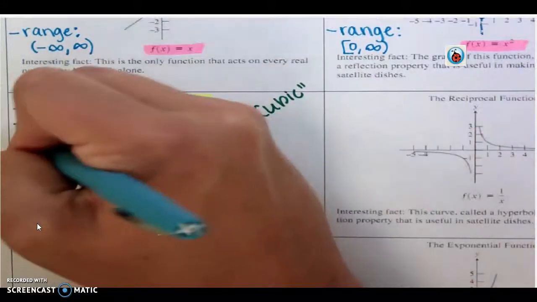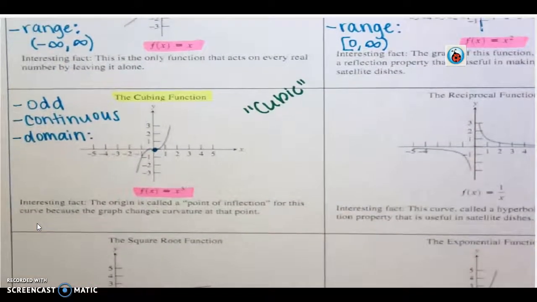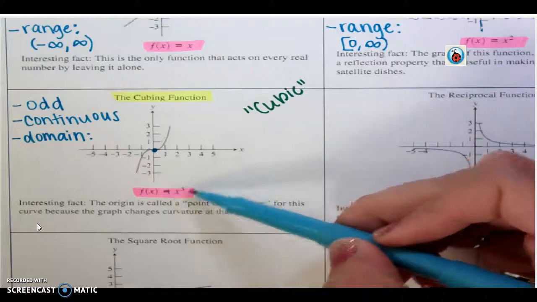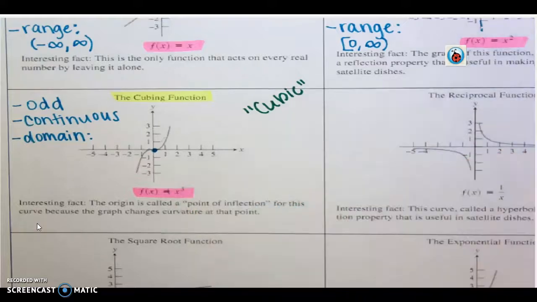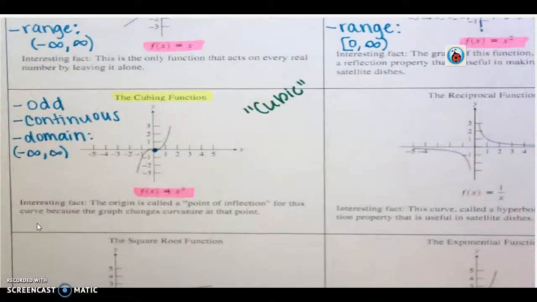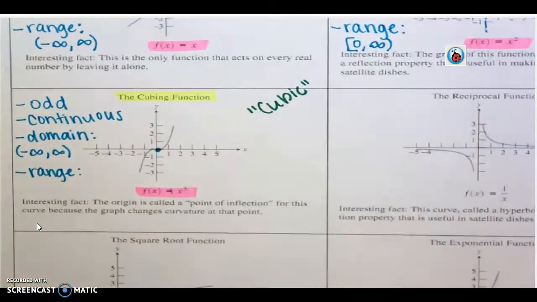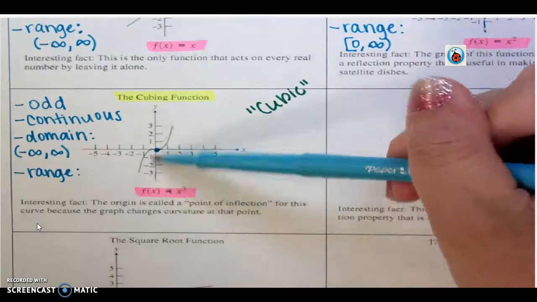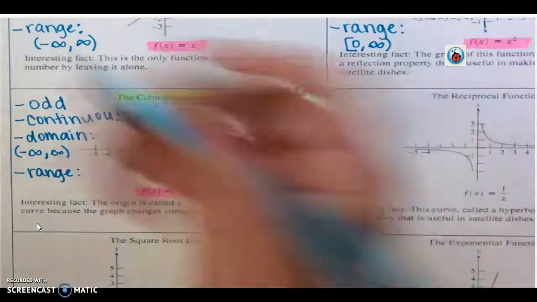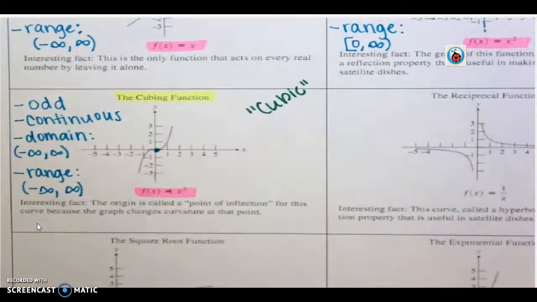Okay, domain. We're talking about the x values. For the x values, this can be any x value. If you look at it algebraically, there are no square roots or fractions. So domain can be all real numbers. And then for the range, we're looking at y values. If you go up the y-axis, it can be any y value because it can be small values or large values. So this will also be negative infinity to positive infinity.